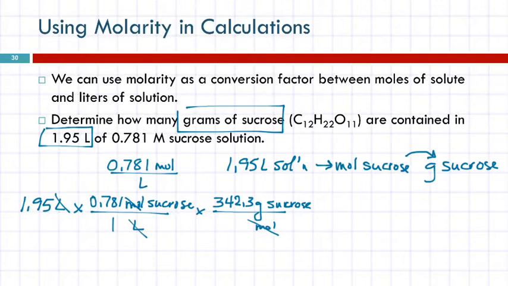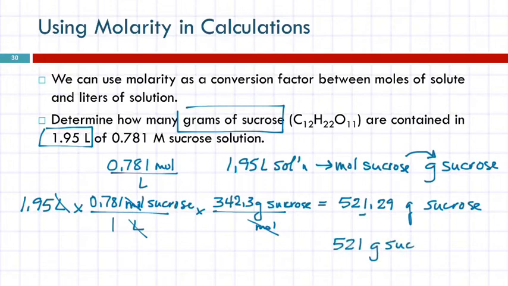And I'm getting 521.29 grams of sucrose, 3 sig figs. And so that would round to 521 grams. Any questions?